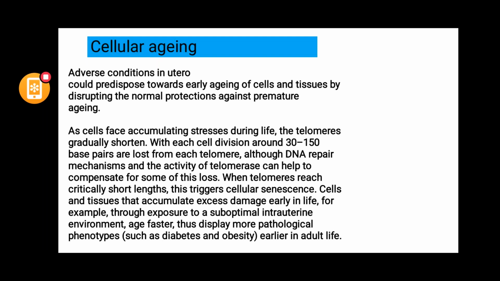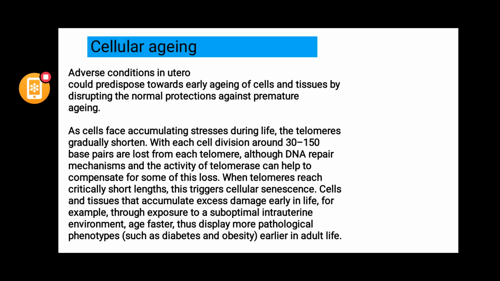Again, there can be cellular aging if there is change in the intrauterine environment. What they have said is that adverse conditions in utero predispose towards early aging of the cells and tissues and disrupt the normal protections against premature aging. So, as cells face accumulating stress during life, the telomeres will gradually shorten. With each cell division, around 30 to 150 base pairs are lost from each telomere, although DNA repair mechanisms and activity of the telomerase can help to compensate for some loss.